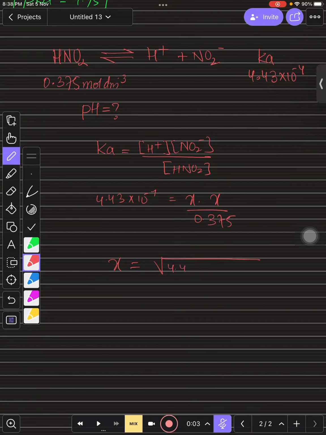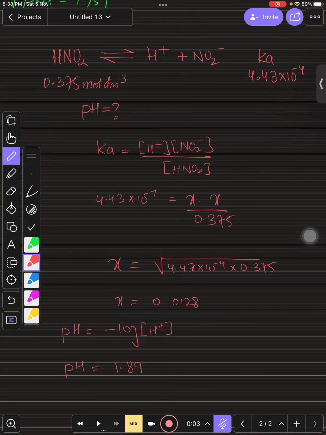We will multiply the value of Ka by the concentration, and the value of X is 0.0128, I think, right? After that you can find out the pH: negative logarithm of H positive ion. If you put in the H positive ion, what pH do you get? 1.89. So this is the pH of this question.